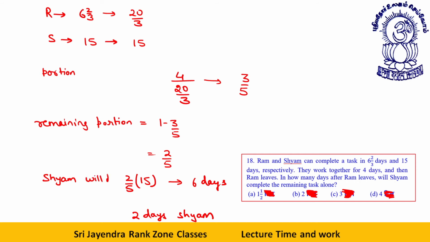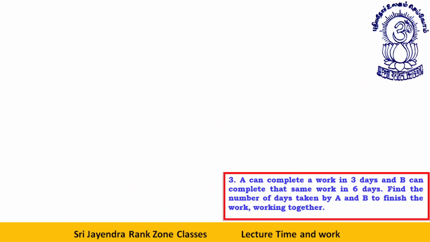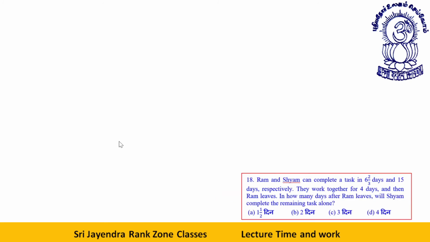Sham will do 2/5 of 15, that is 6 days. So Sham has already spent 4 days with Ram, so he will take 2 days more. Sorry, let's take the next one.